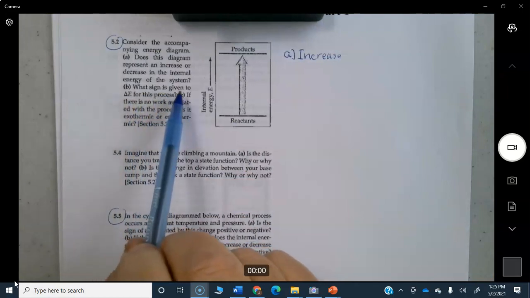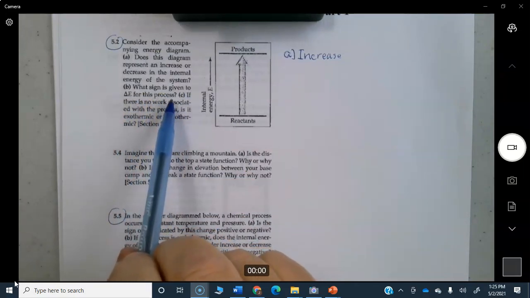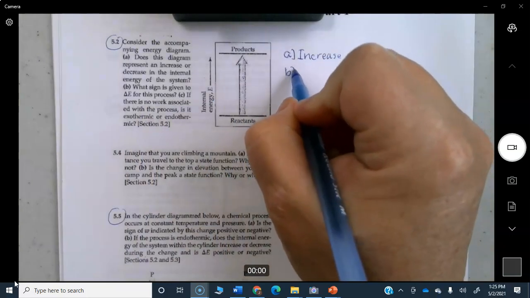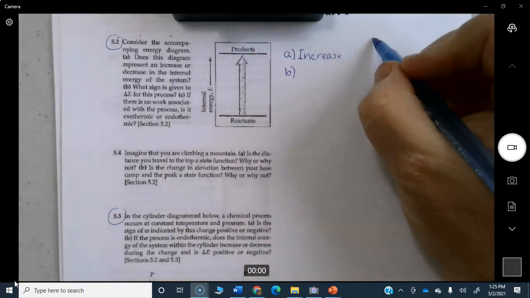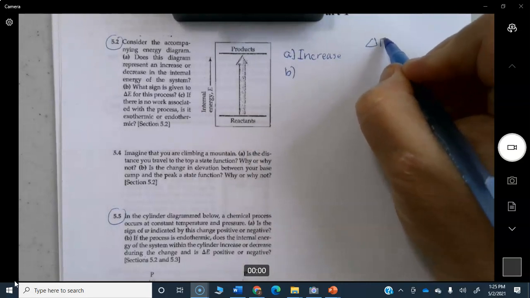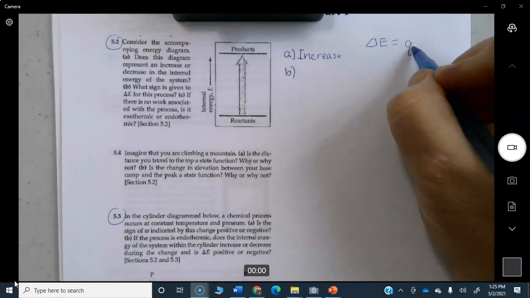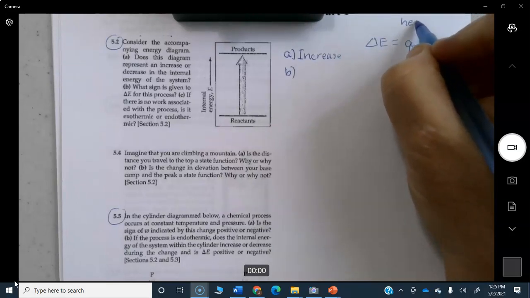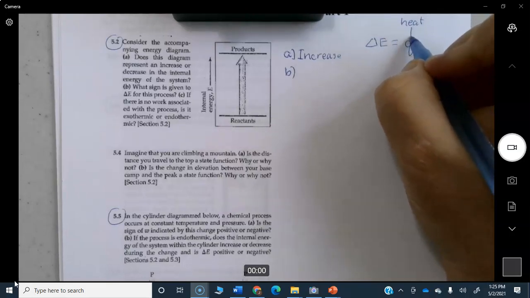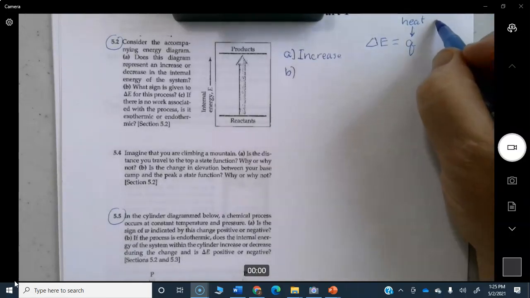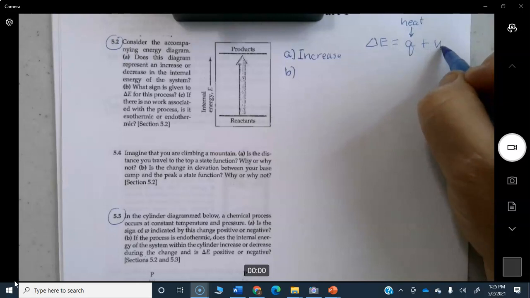B, what sign is given to the delta E for this process? Okay, so B is whenever anything goes in, whether it's work or energy. So delta E is change in energy, and that consists of 2 things. Q, which is heat. So this is a review of Unit 5. These are all Unit 5 questions that we have done. And W, which is work.